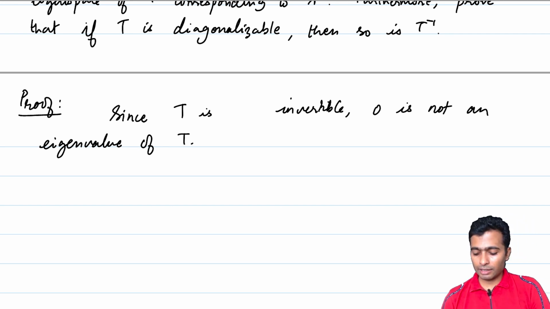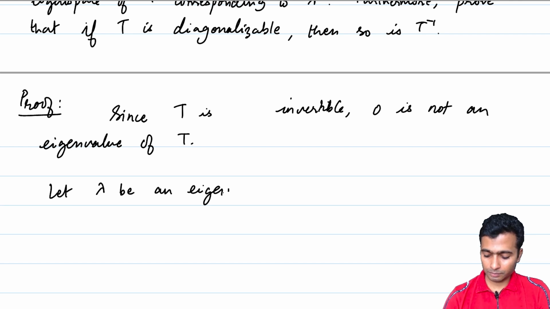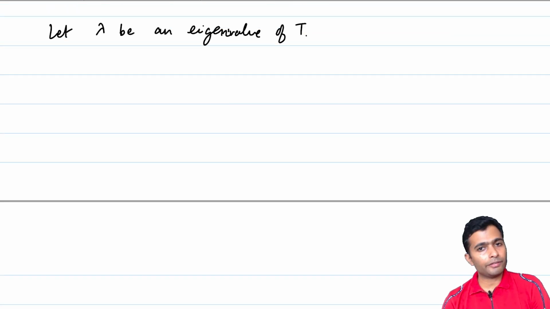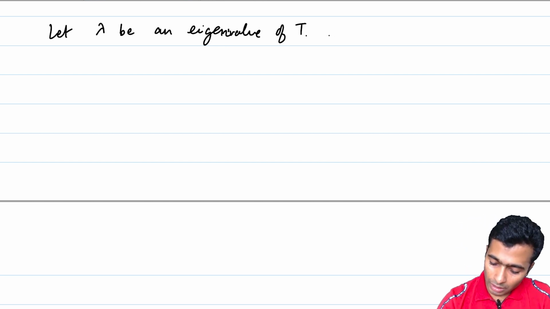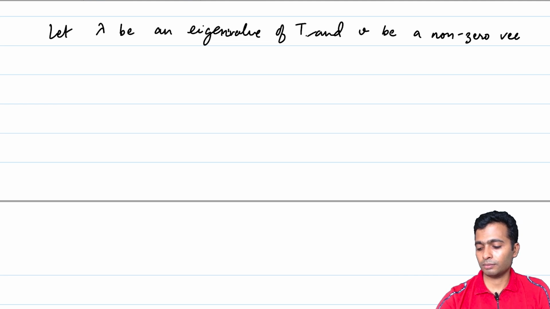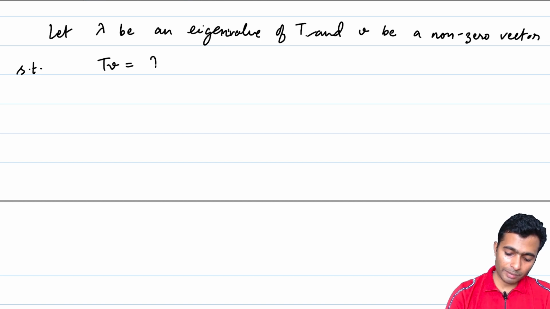And that tells us that if lambda is an eigenvalue, we can talk about 1 by lambda, right? So let lambda be an eigenvalue of T. And the moment there is a lambda which is an eigenvalue, let v be some non-zero vector such that Tv is equal to lambda v.